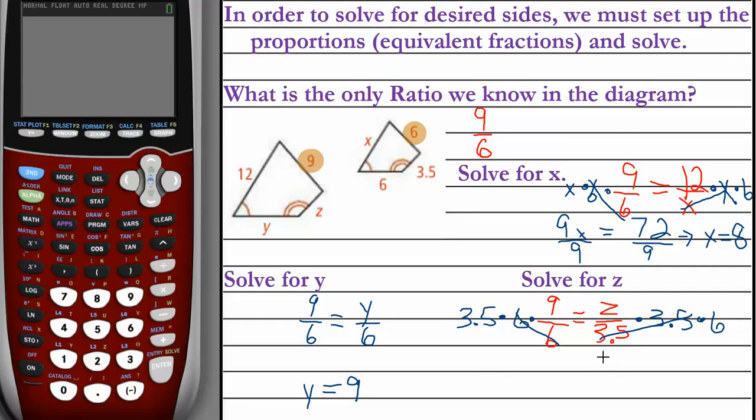So we're left with 6z equals 31.5. Then we divide by 6 on both sides. And we're left with z equals 31.5 divided by 6, which is 5.25.